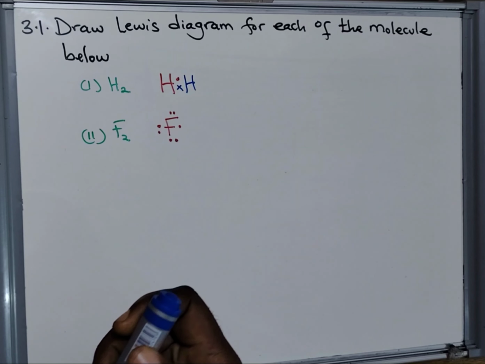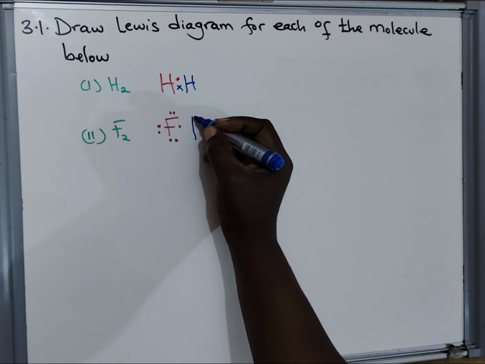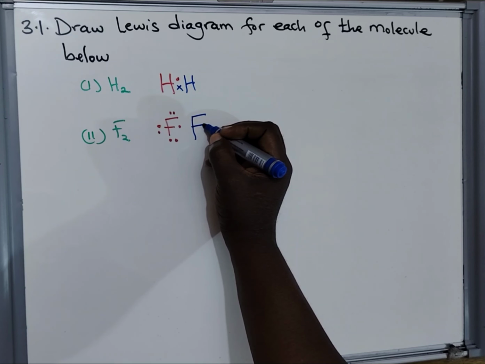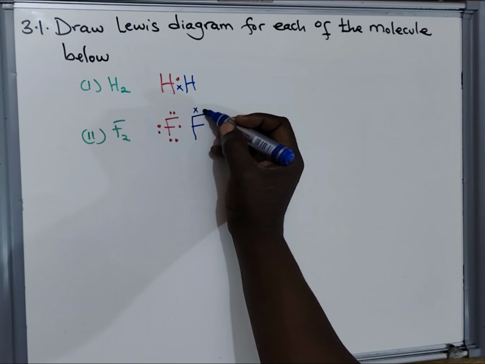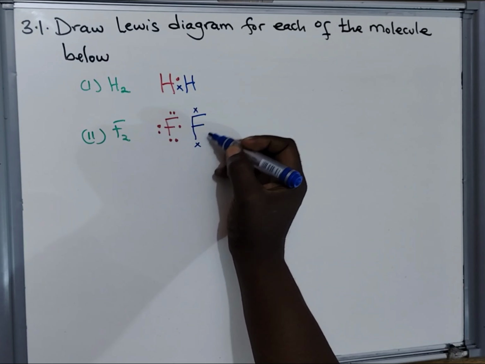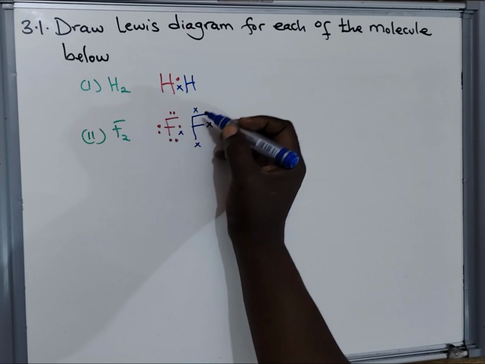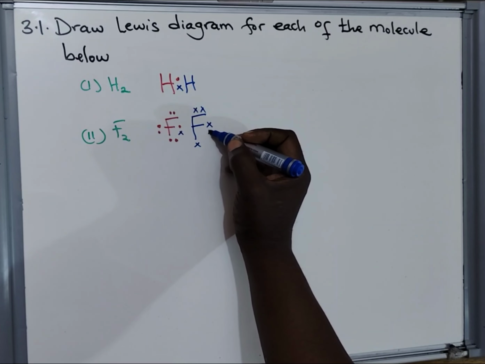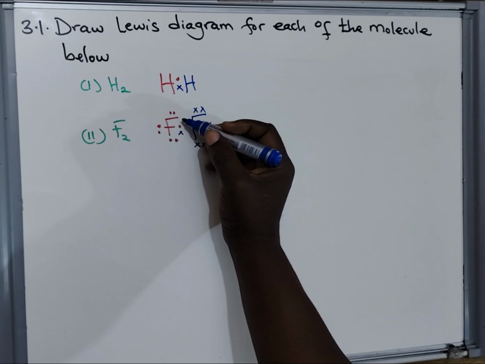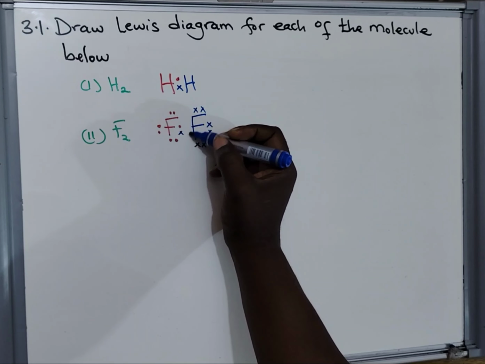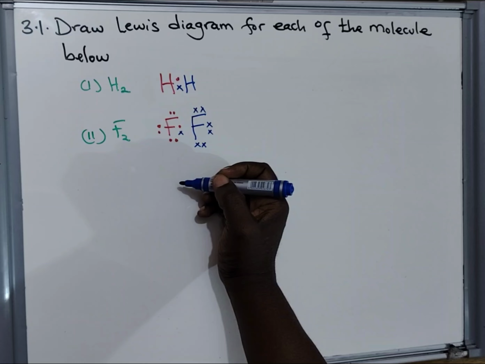Then you have another fluorine. Now, this one has 1, 2, 3, then 4, 5, 6, 7. Now, what you see here is the covalent bond between 2 fluorine atoms.